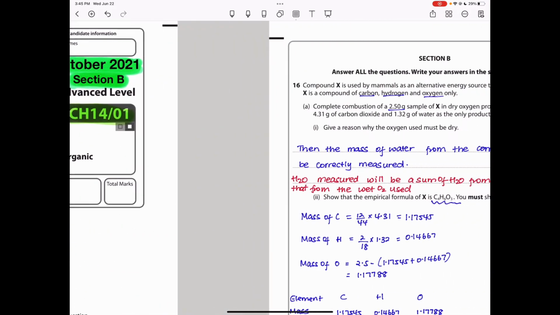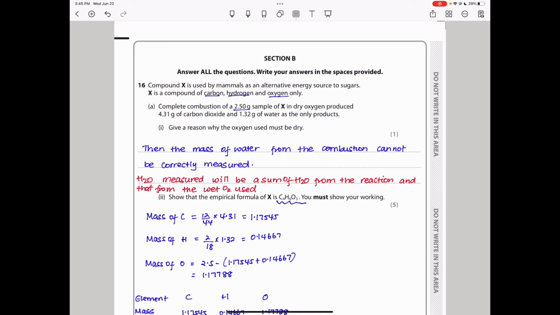I will go to the first question. Question 16 says, compound X is used by mammals as an alternative energy source to sugars. X is a compound of carbon, hydrogen, and oxygen only. This is very important. They say a complete combustion of 2.5 grams of X in dry oxygen produces 4.31 grams of carbon dioxide and 1.32 grams of water as the only products. That means complete combustion occurred. They say give a reason why the oxygen used must be dry.